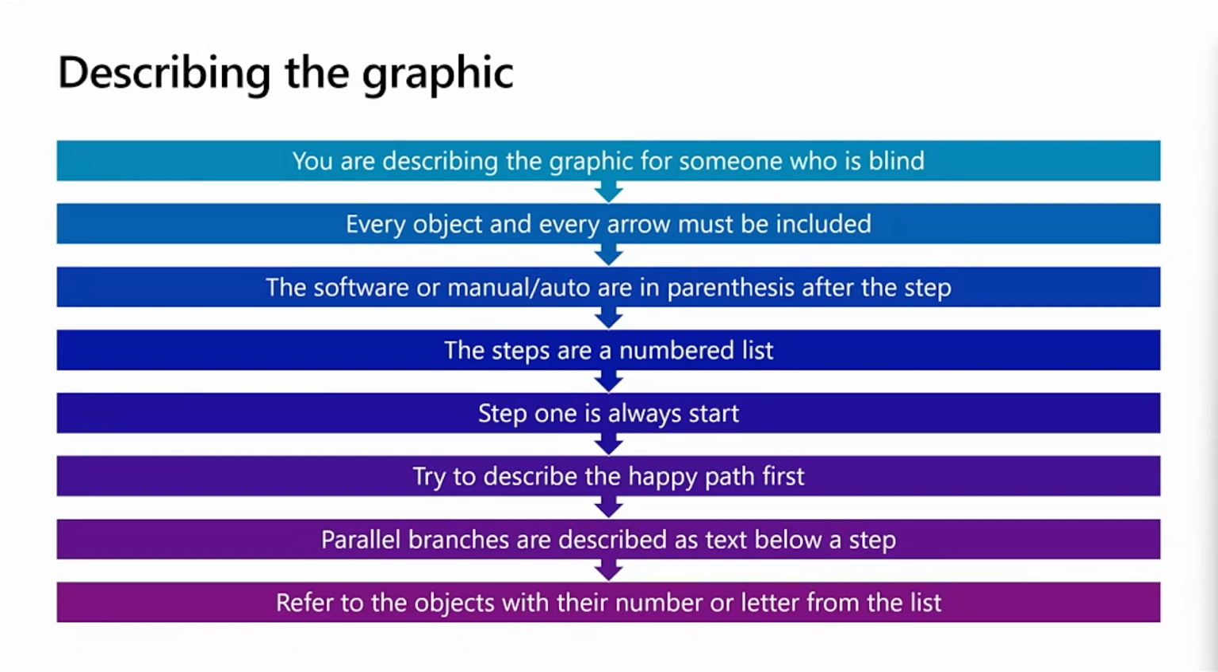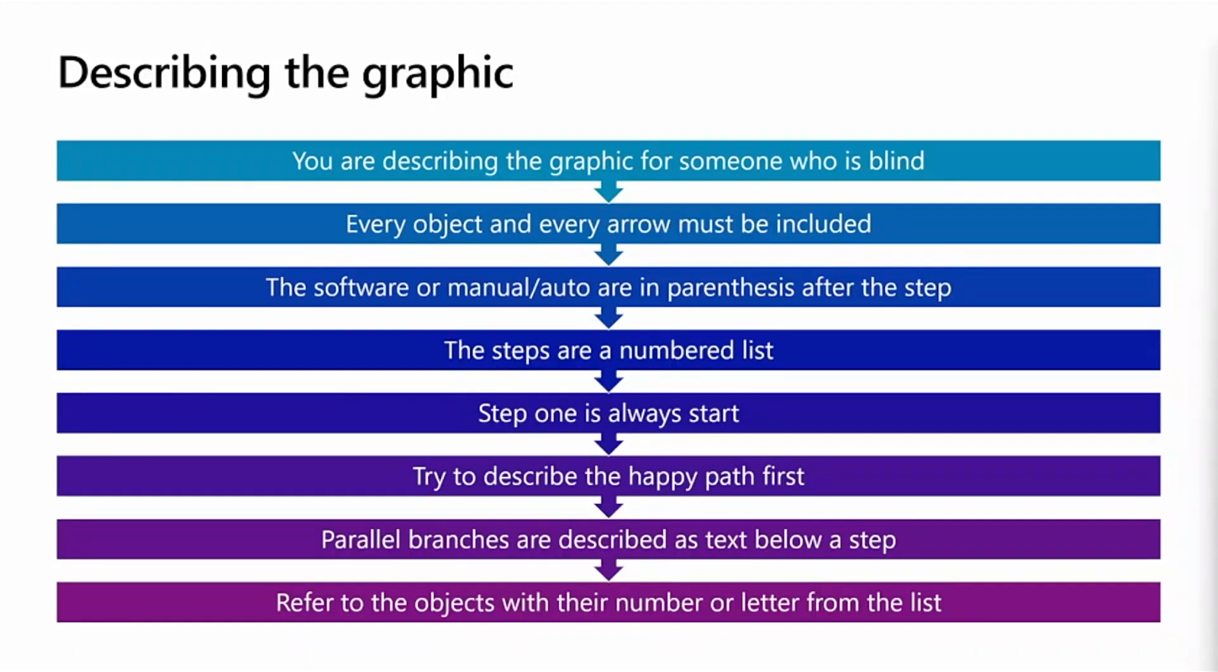And you need to describe that graphic to somebody so that the information included in that graphic is worth the 1,000 words that it likely is worth. So every object and every arrow in your description should be included, and we use parentheses after the step to indicate if that step was manual or if it was done in Dynamics 365 Finance or Commerce or Sales, for example. The steps that we create are a numbered list, so it's like 1, 2, 3. And step 1 is always the start box, and we try to describe the happy path first.